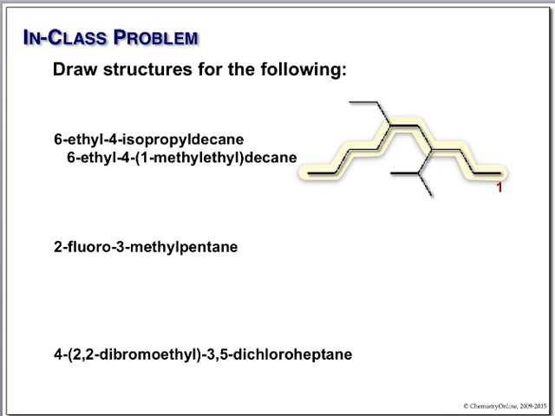2-fluoro, 3-methylpentane. Start off with a 5-carbon chain. Choose one end, make it number 1. Carbon 2, we're going to put a fluorine. Carbon 3, we're going to put a methyl group. Here's our compound. There's our parent. Carbon 1 here, 2-fluoro, 3-methyl.